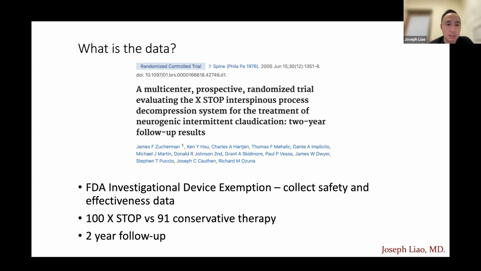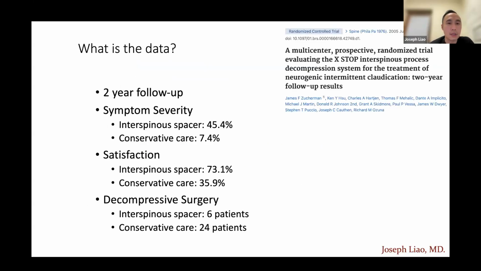Here's another study. It's a multi-center study. It's an FDA investigational device exemption study, which means they collect safety and effectiveness data. It also has a 2-year follow-up, and it's comparing 100 X-Stops to 90 conservative therapy. And what they found was that the symptom severity decreased by about 45% with the interspinous spacer versus 7.4% with conservative care.